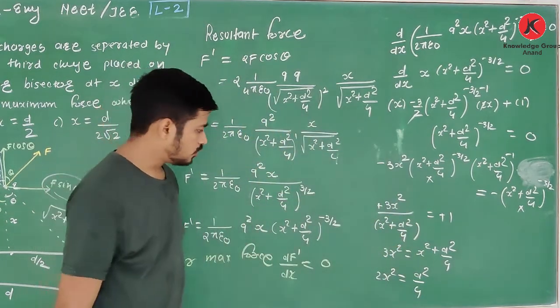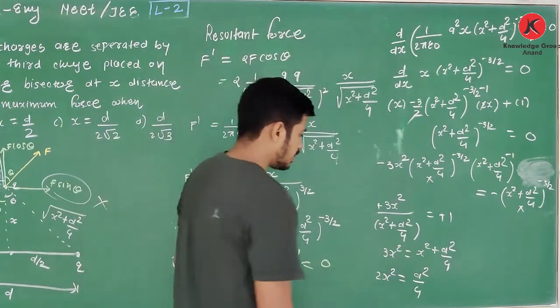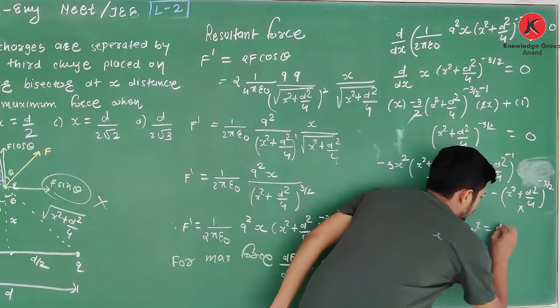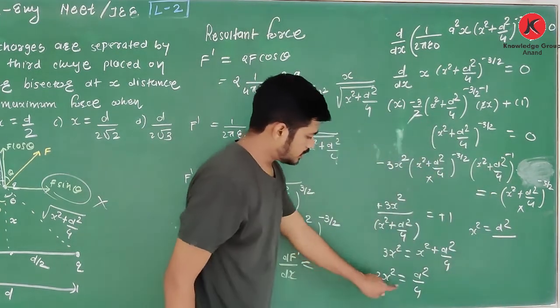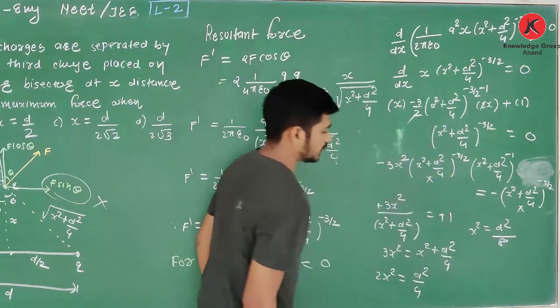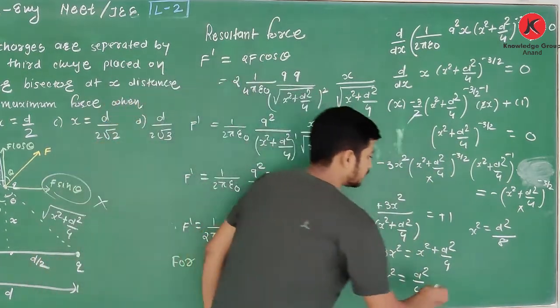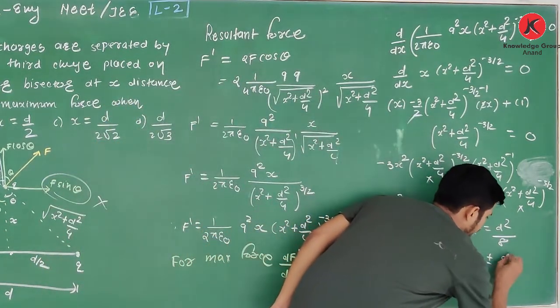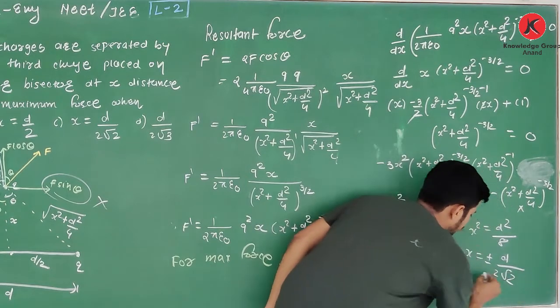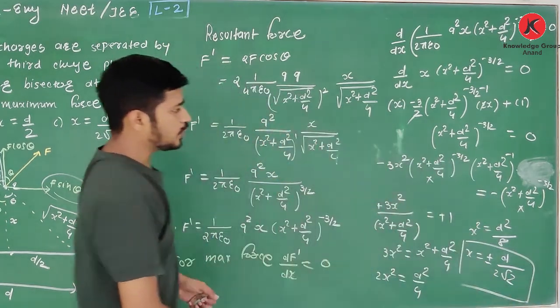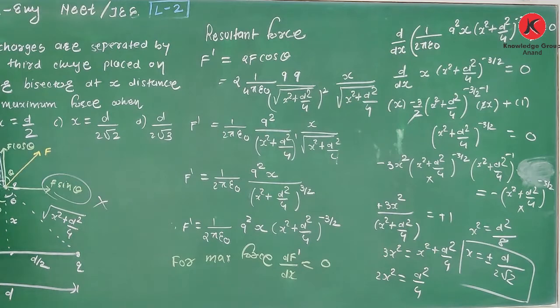Clear about this? Okay, clear about this? So yes, x square is equal to b square by 8. This 2 is here, so it is b square by 8. So what is x? Yes, x is equal to plus or minus b by root 8, and root 8 means it is 2 root 2. Clear about this? So yes, it is one whole question.